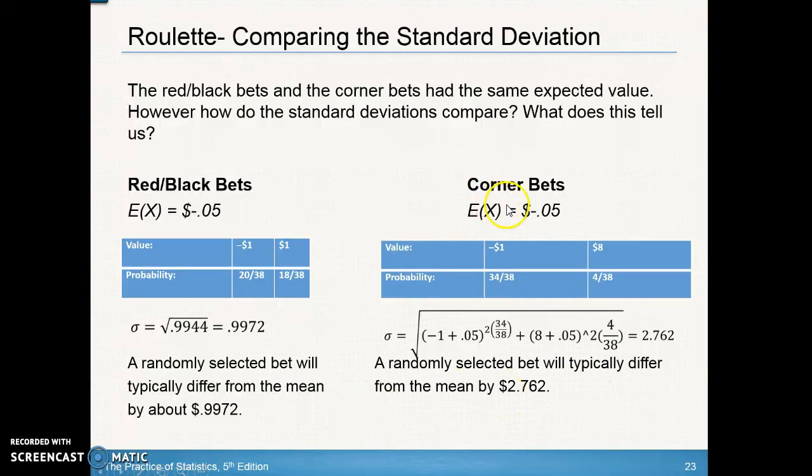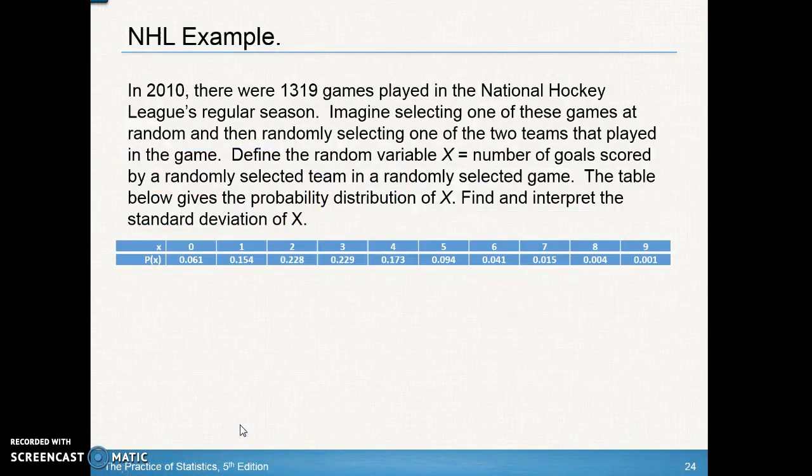So that tells us that this corner bet is a lot more spread out than your red black bets. And that's probably because the probability of these two are a little bit more even, so it's going to be closer together. But look at the difference here. This has a probability of 34 out of 38 of occurring that you're losing $1, but only 4 times out of 38 are you going to win $8. So that's a pretty big difference in probability. So that's actually going to change the spread of your data.